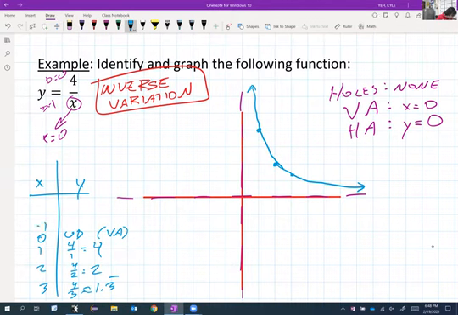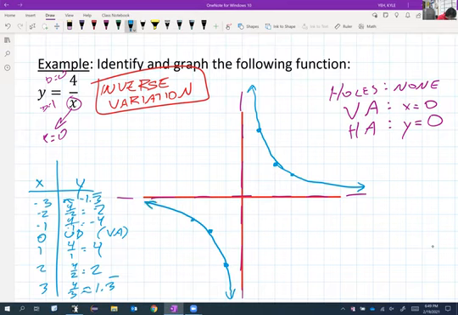What about -1? We get 4 over -1, so -4. -2, 4 over -2. I didn't quite leave myself enough room. -2. How about -3? We get roughly -1.3 repeating. And so again, you can start to see that swoosh shape showing up. And there's our graph.